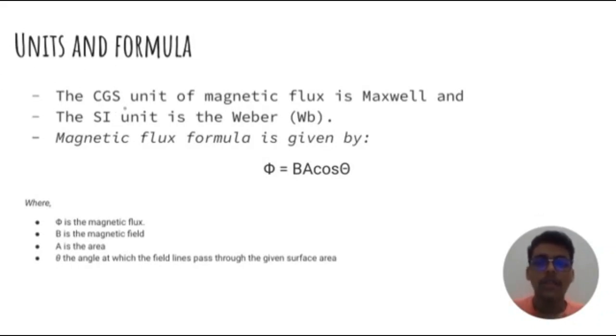So the CGS unit of magnetic flux is Maxwell and the SI unit is Weber, which is denoted by Wb. Magnetic flux is denoted by phi and the magnetic flux formula is given by phi equals BA cos theta, where phi is the magnetic flux, B is the magnetic field, A is the area, and theta is the angle at which the field lines pass through the given surface area.